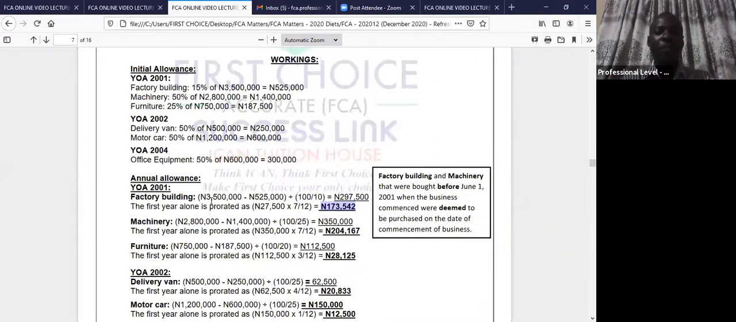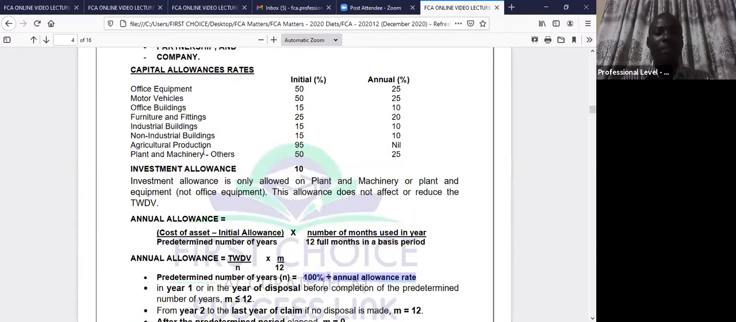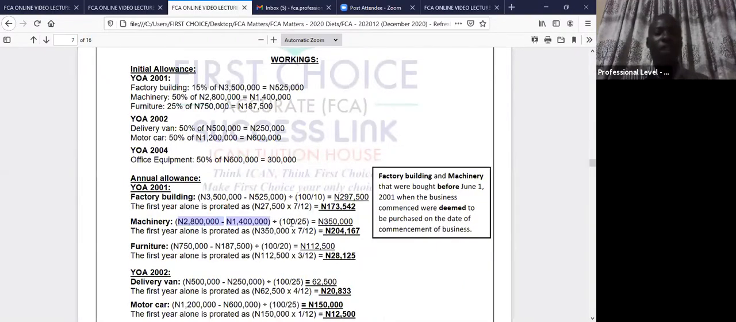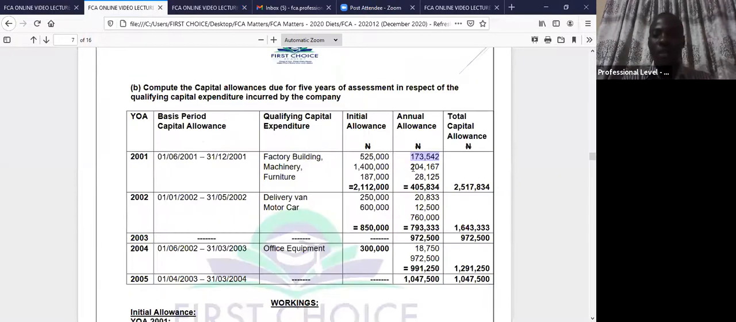Now let's look at the second asset, which is machinery. The cost is 2.8 million. We've already charged 1.4 as initial allowance. And how much is machinery? I think it should be 25%. Yes, I have it here, 25%. So what do we do when it is 25%? We say 100 over 25, and that will give us 4. So we have 2.8 minus 1.4 will give you 1.4. Divide by 4 years. That will give you 350,000 naira. Now, because we are also going to prorate for 7 months, we are going to say times 7 over 12. That will give me 204,167. And that's how we got it here.